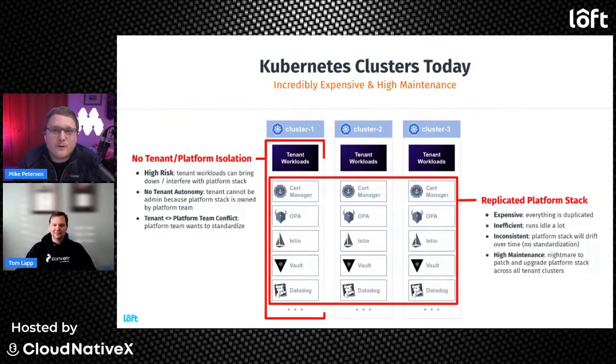So you've also got a replicated platform stack. So say you've got like 3 clusters. Each user wants to configure and set up their own stuff, or the platform team wants to configure their own stuff. You've got this stuff replicated across multiple clusters, and that can get kind of expensive. It's inefficient because maybe they drift and there's a different version installed on one cluster versus the other, and it's high maintenance. So it's a nightmare to patch and upgrade everything and make sure that everything's the same everywhere.